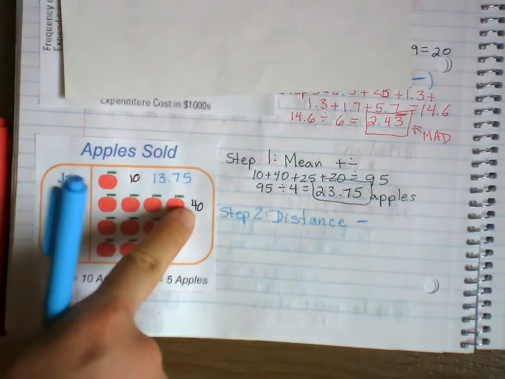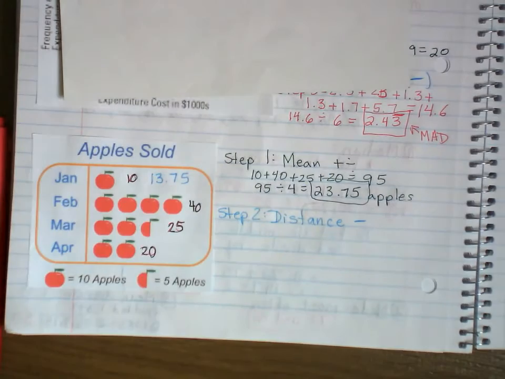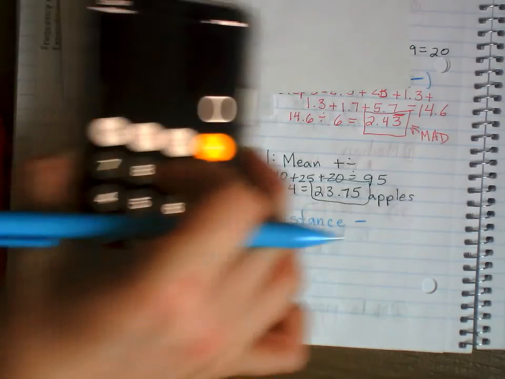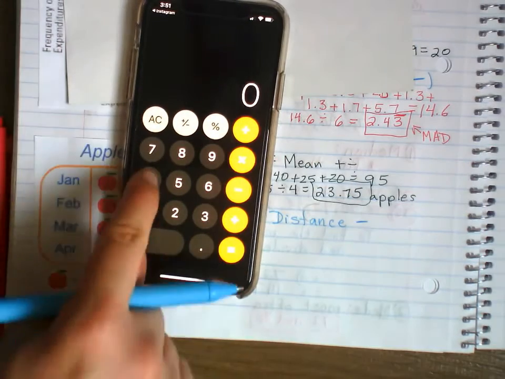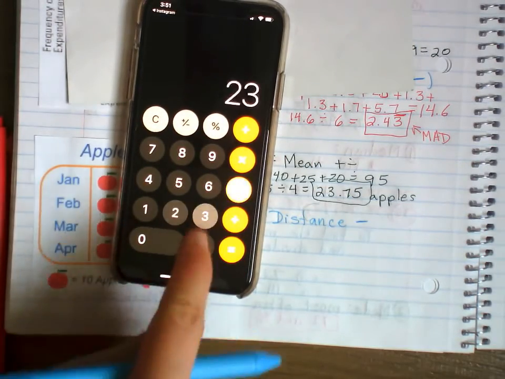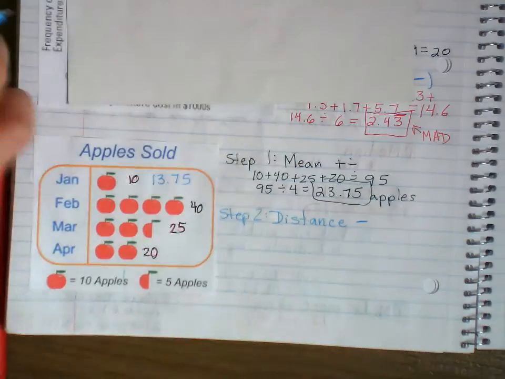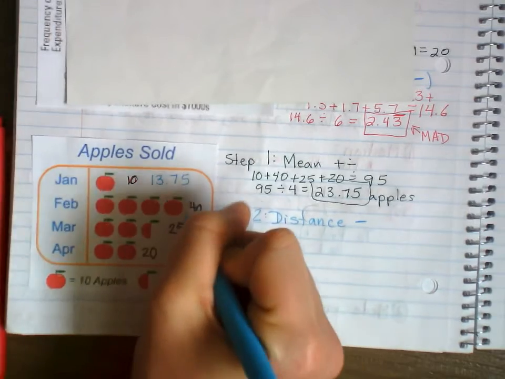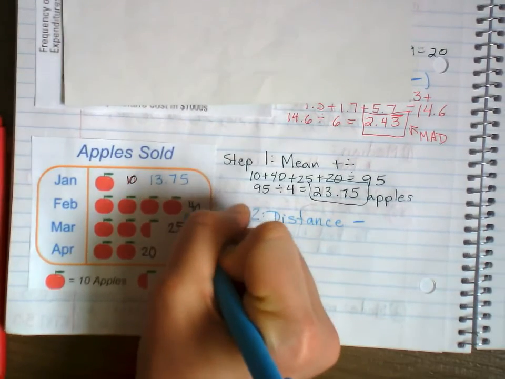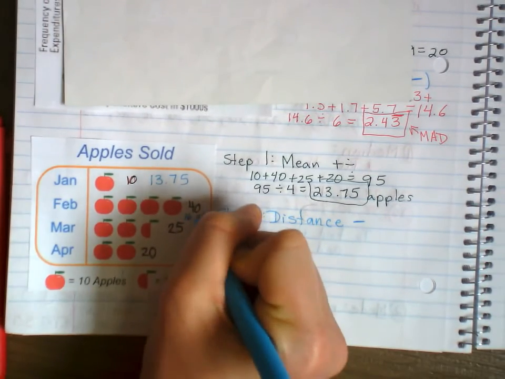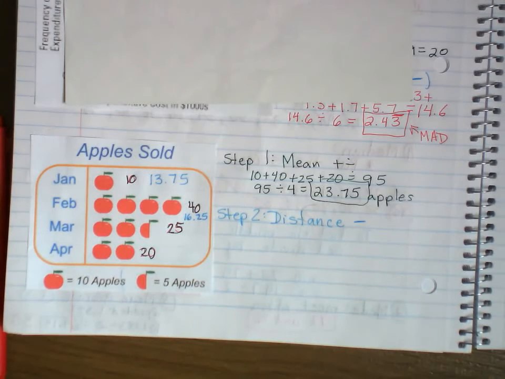How far is 40 from 23.75? Well, let's see. 40 minus 23.75, 16.25. So the distance for February was 16.25. And remember, distances, we keep them positive. So we don't care if we went up or down.